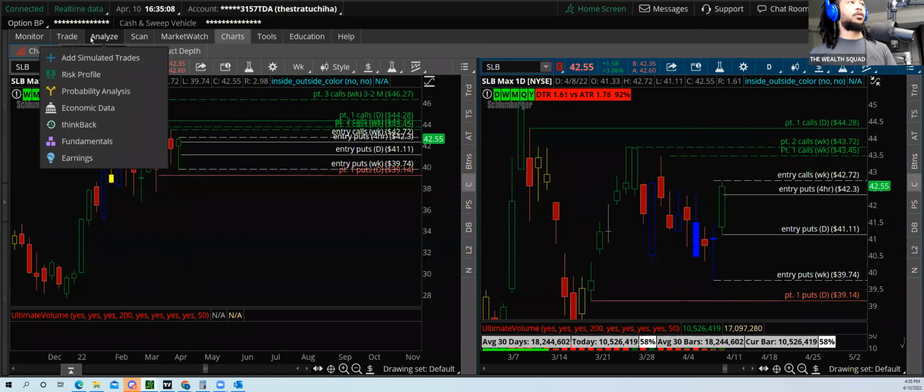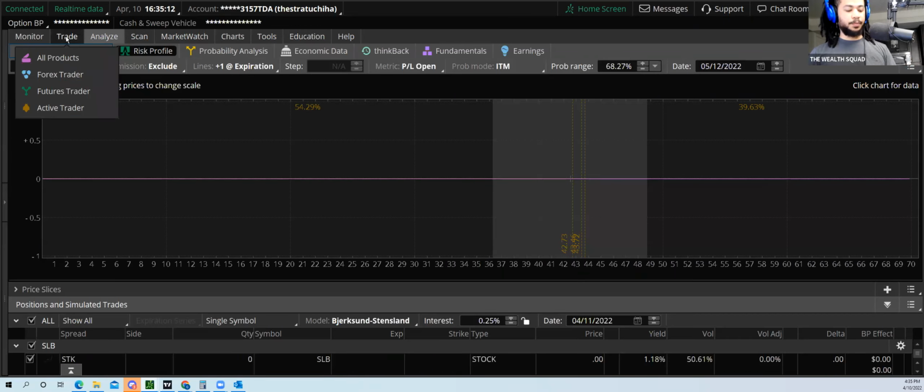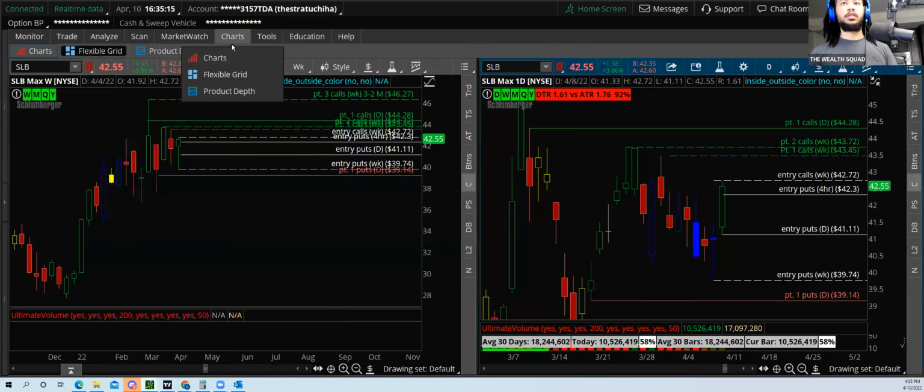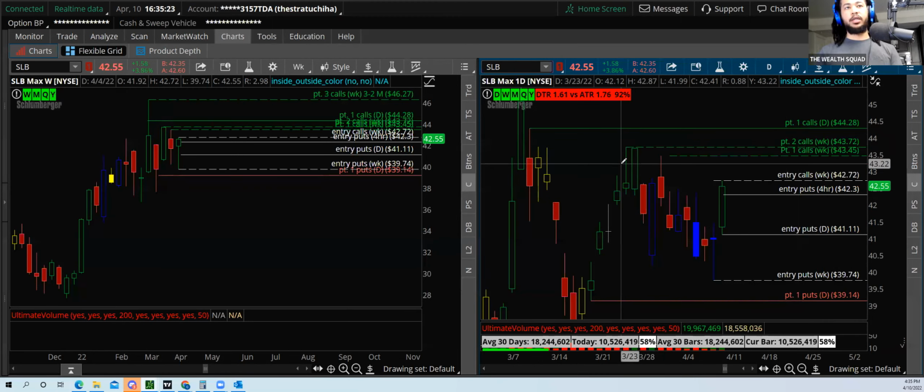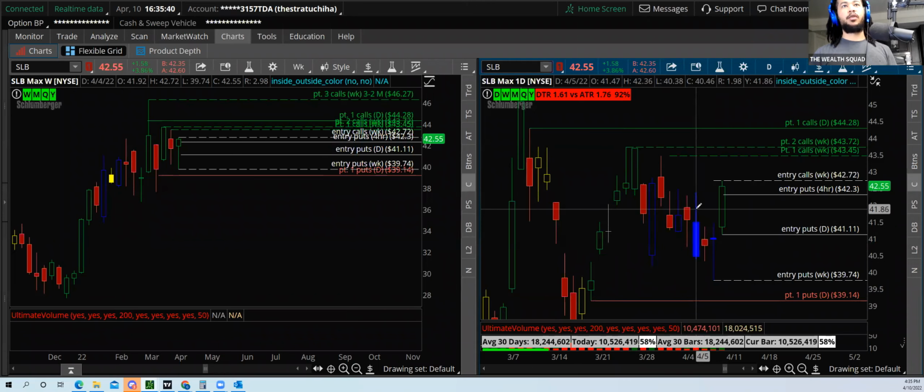Now, 43.72. Yeah. So let's see, the entry is 42.72. So right here, we could either go 43 or 44. Now let's take into account ATR. The average that SLB moves is $1.76. That's not saying in one direction. That's saying the range of the candle. Like this one right here, it basically didn't move too much more than the previous day, but it still had a range of $1.98.